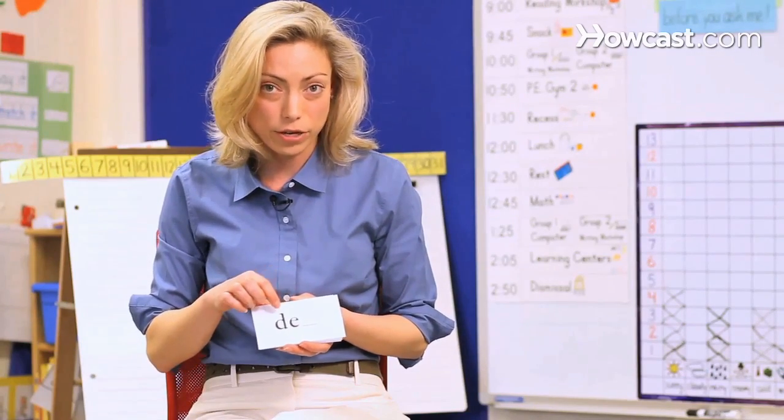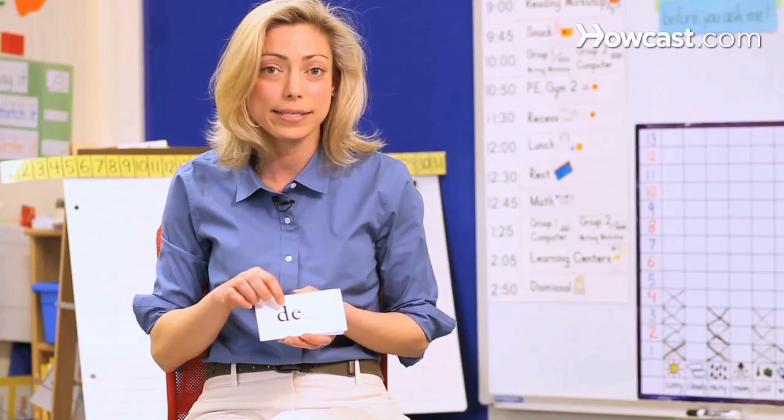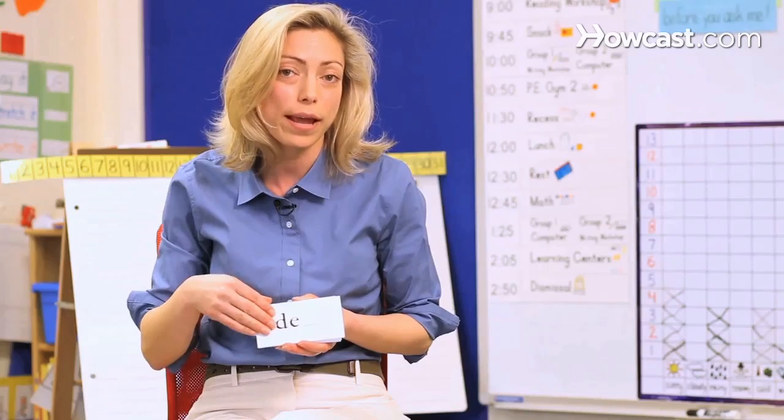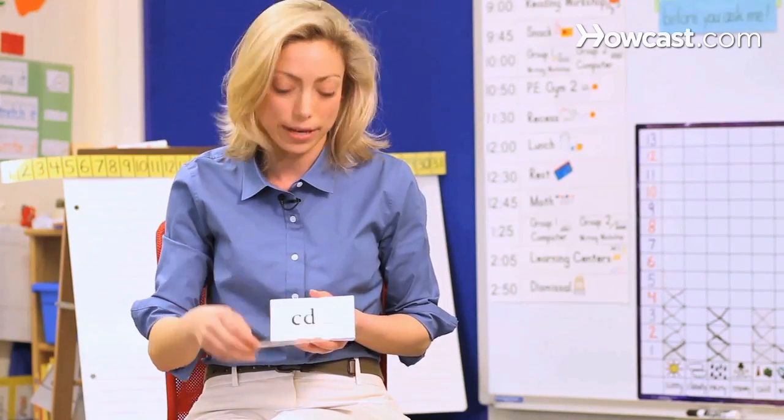For more advanced alphabet learners, this is called a missing letter deck. You are prompting the child with 2 letters to give you the third one that's missing. So in this case, it's D, E, and your child will say F. Go on to the next one, F, G, H, and so on.